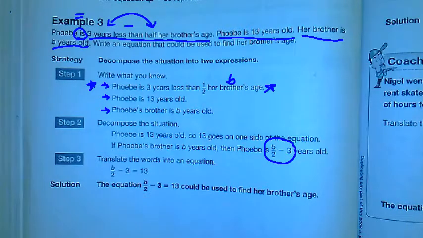We're trying to set them equal to each other. We're trying to take her brother's age and manipulate it so that we can figure out, if Phoebe is 13, how much is her brother based on this? So I take half of the brother's age and I subtract 3 and set that equal to 13.